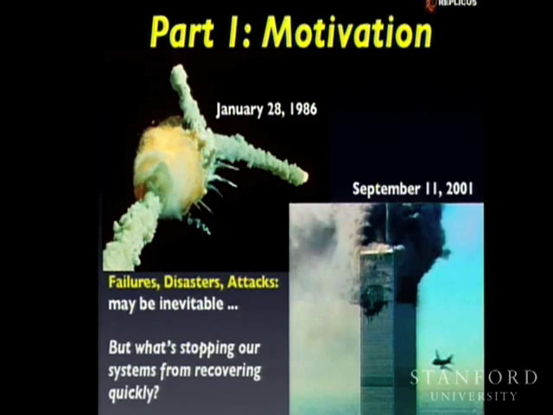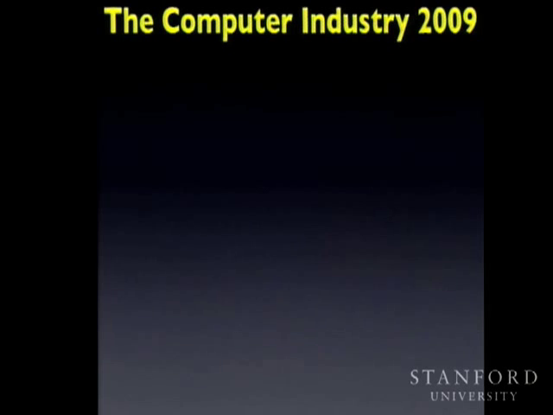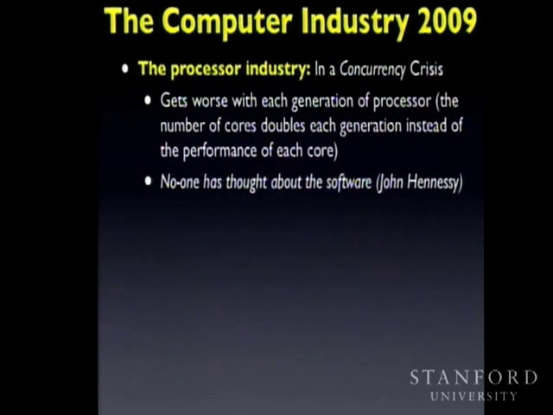I went and did some research. I sponsored some research at the Santa Fe Institute on complexity theory, and I started going back and studying. And I studied for several years before I realized where the problems were. And the problems really come in two places that they're showing up right now. One of the places is one that you are very familiar with already, and that is that the processor industry is in a crisis, a concurrency crisis.